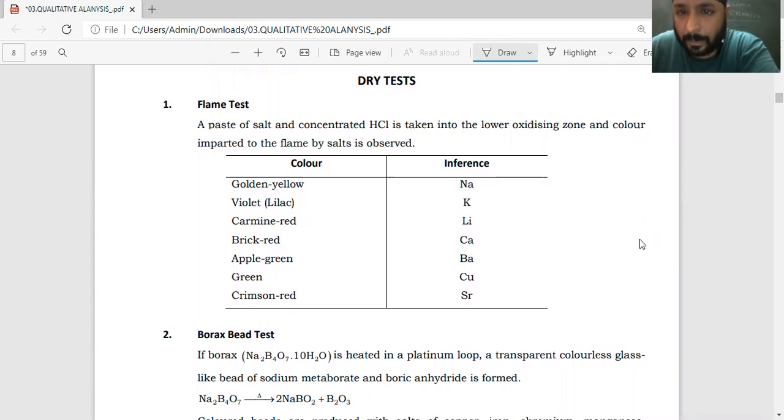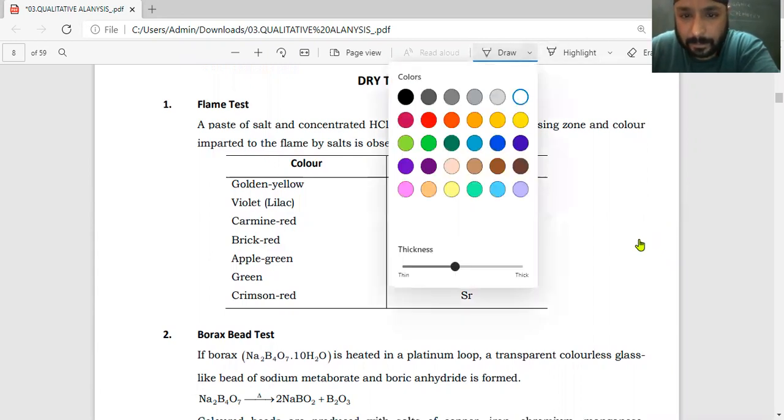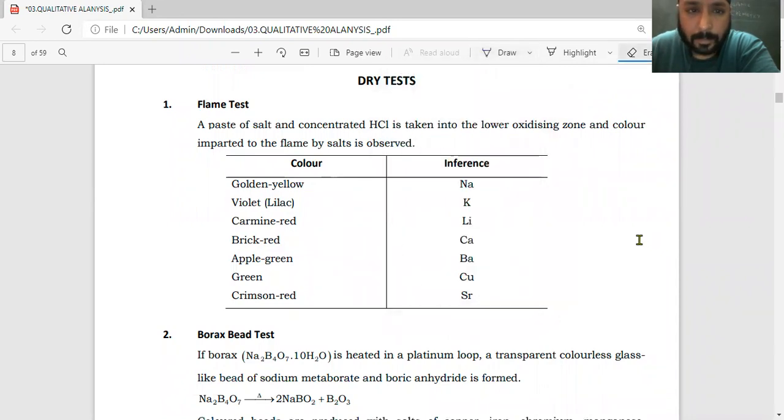Right now, what I'm doing, I'll just take a paste of salt in the presence of concentrated HCl. And what you will do is take it in the lower oxidizing zone. You know that the lower oxidizing zone is the one just after the blue zone, slightly above the blue zone on the right hand side. Take care. That's the lower oxidizing zone where there will be a lot of temperature and a lot of oxygen available. The color imparted to the flame is called the flame test.